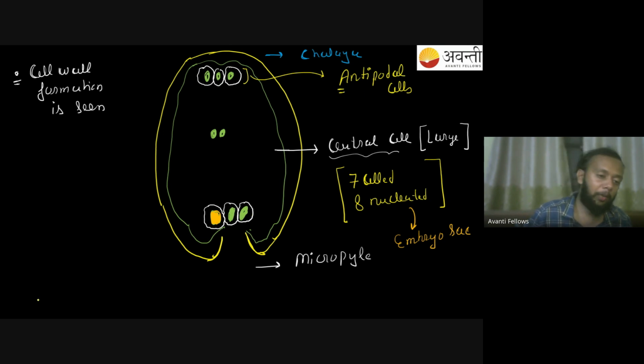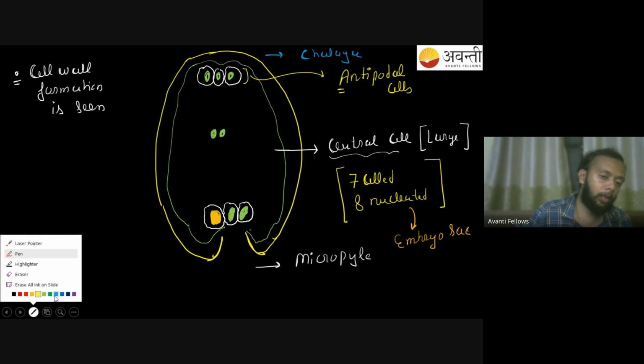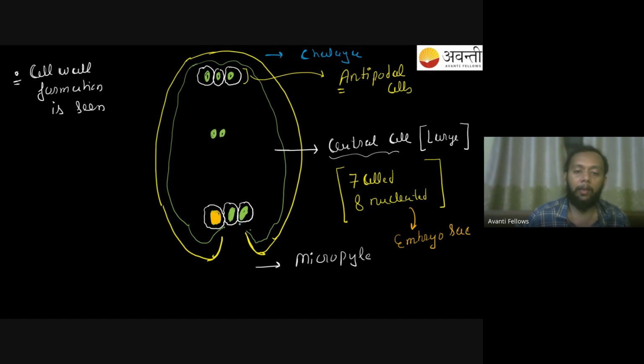Now at the bottom we will observe these 2 cells, which I have drawn separately other than the orange one. These 2 cells over here have a name, and these cells are called my synergid cells. These are my synergid cells.